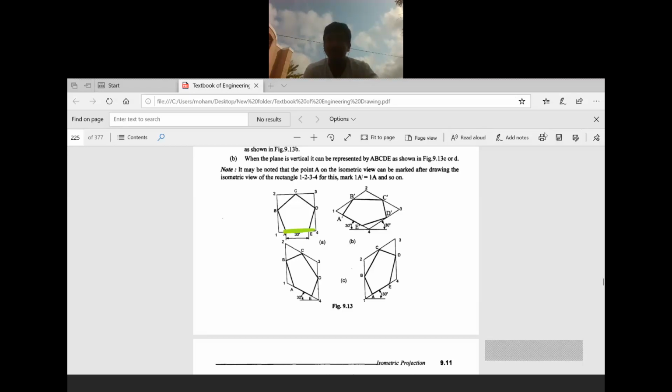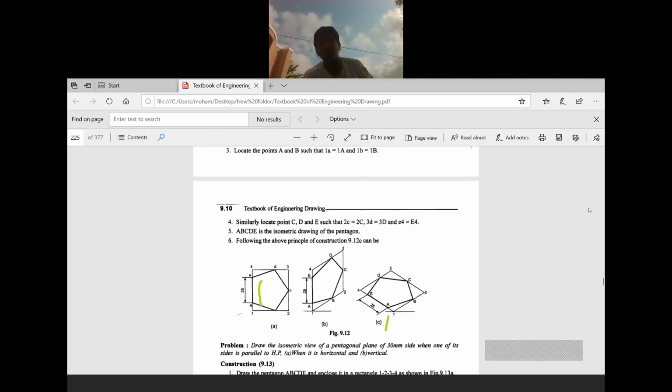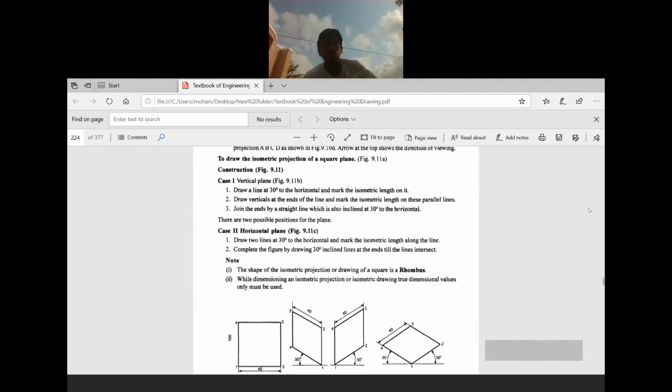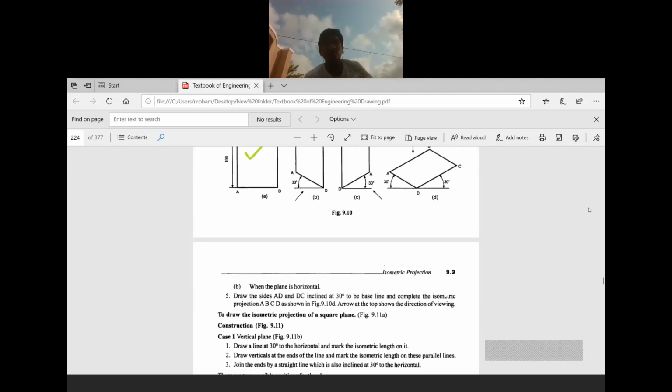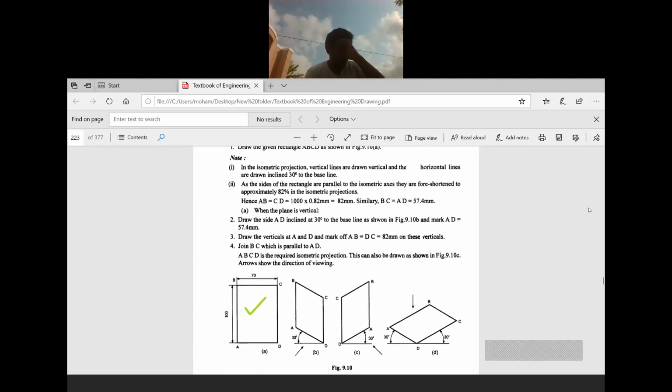So in the previous class, we have studied the projections in an isometric plane. We studied the planes in isometric projections, like rectangular.